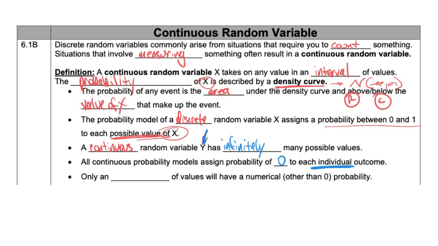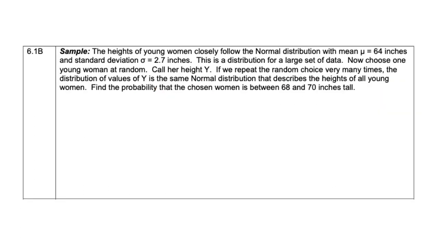Okay, let me repeat that. All continuous probability models assign a probability of 0 to an individual outcome. Okay, only an interval of values will have a number other than 0 for probability. Okay, so take a moment, read this, and I'll pause.